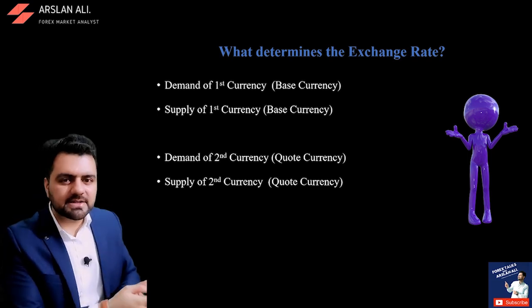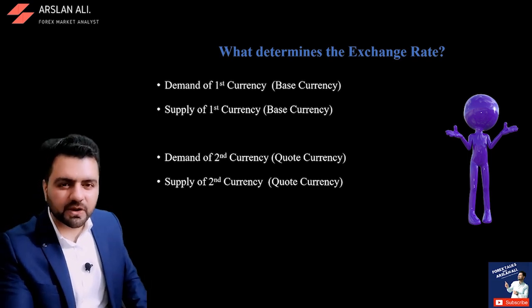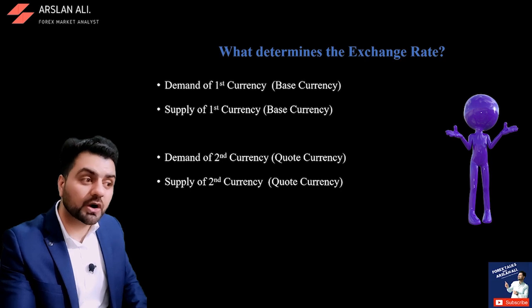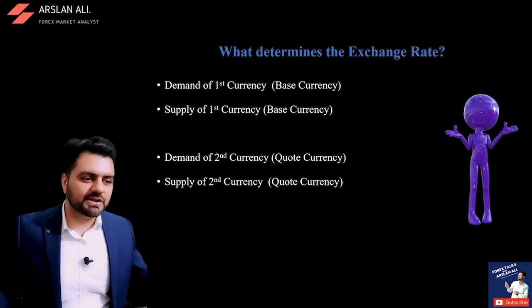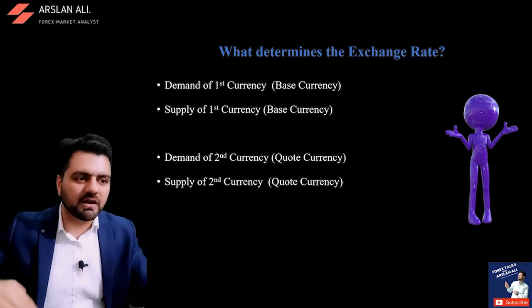The law of demand says that when the demand for something drops, the price of that particular commodity, or in that case the price of that particular currency, is going to drop. So this is how we determine the exchange rate.